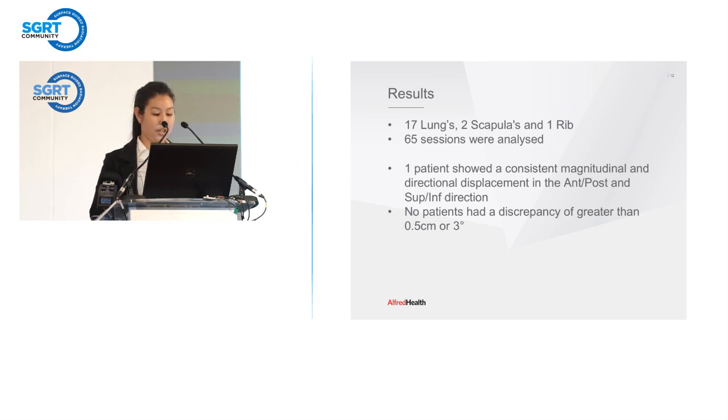So from the 20 patients, we ended up with 17 lungs, 2 scapulars and 1 rib, with a total of 65 sessions or cone beam CTs analysed. Of the 20 patients, we had 1 patient who showed a consistent magnitudinal and directional displacement across all their appointments, but even then, none of our patients had a discrepancy greater than 5 mil or 3 degrees for any of their sessions.